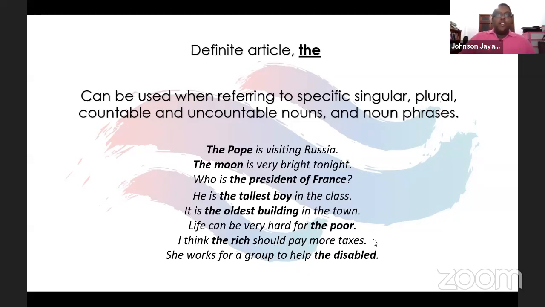Something Karsun Chintaka talked about a few weeks back. She works for a group to help the disabled. The disabled, as in people who have difficulty in moving, and also mentally they have some issues as well. So the disabled. Okay, move on.